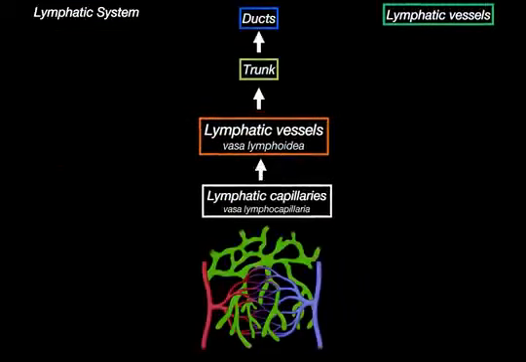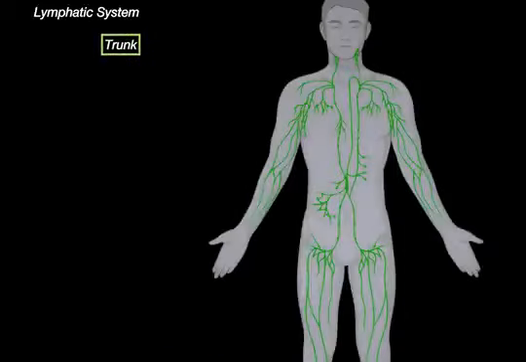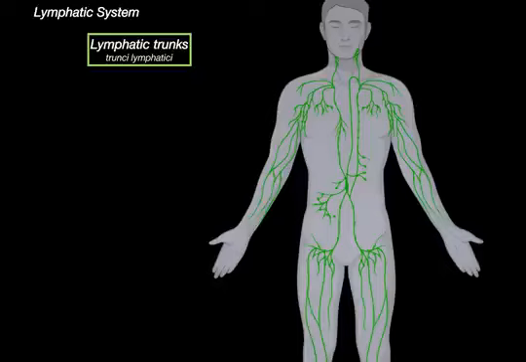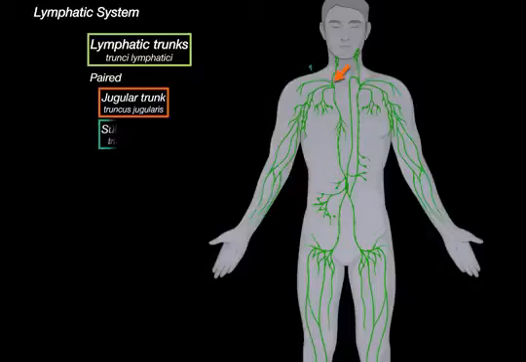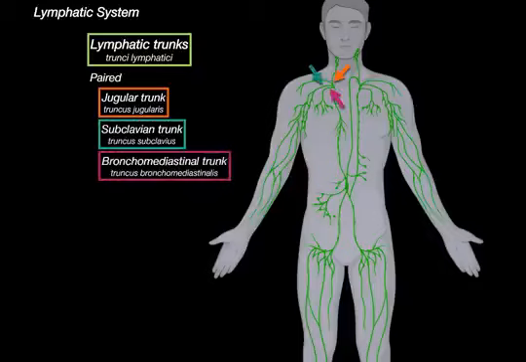So, lymphatic capillaries drain into lymphatic vessels, and these then drain into the lymphatic trunks. The lymphatic trunks are larger channels that drain lymph from specific anatomical regions. Most of these are paired, meaning there is a right and left trunk. The jugular trunks drain lymph from each half of the head and neck. The subclavian trunks drain lymph from the upper limbs, and the bronchomediastinal trunks drain lymph from each half of the thorax.